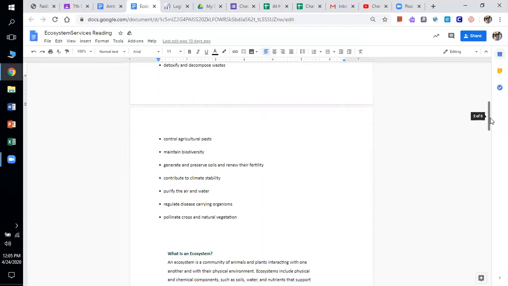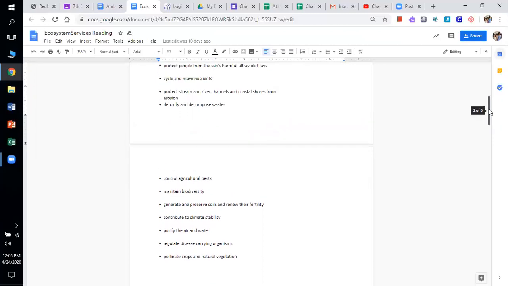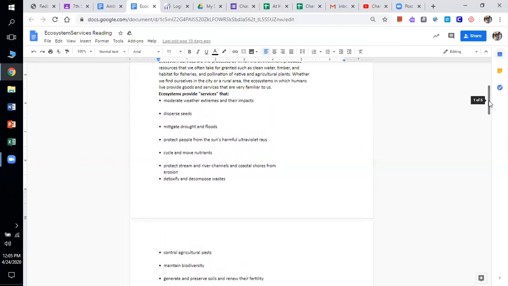Explain how you think any of these would help our ecosystem. Let me just give you one example. We have the Lock and Dam. That would be mitigate droughts and floods. A dam helps do that. So you could say that's something that is done in Alton.